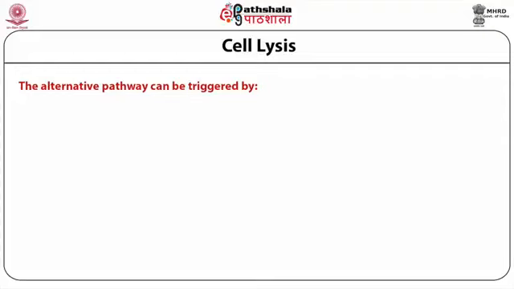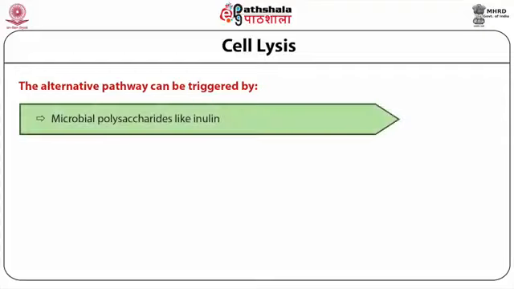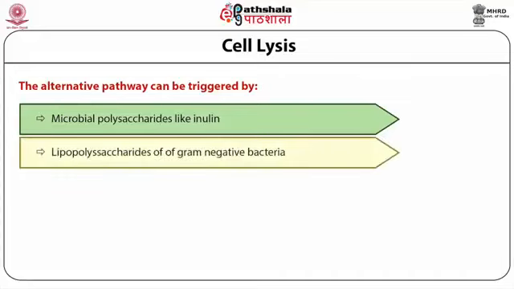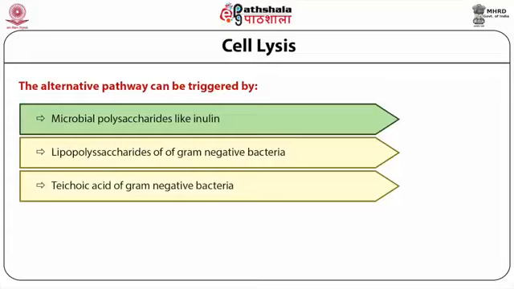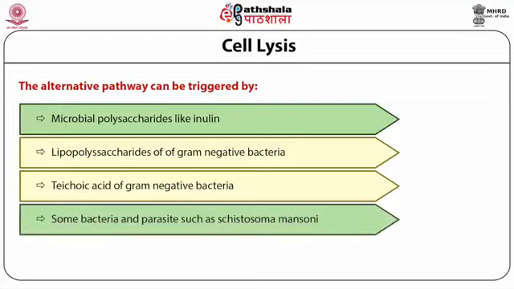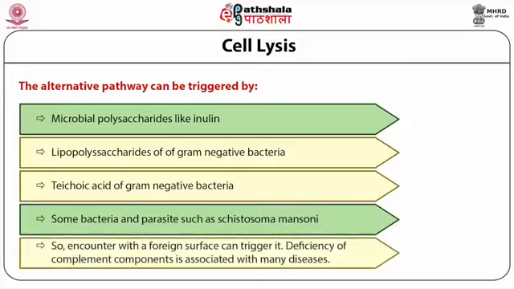The alternative pathway can be triggered by microbial polysaccharides like inulin. It can be triggered by lipopolysaccharides of gram-negative bacteria. In the case of infection by gram-positive bacteria, it can be triggered by the teichoic acids which are present on the surface of the bacteria. It can also be triggered by parasites such as Schistosoma mansoni. So, encounter with a foreign surface can trigger it.